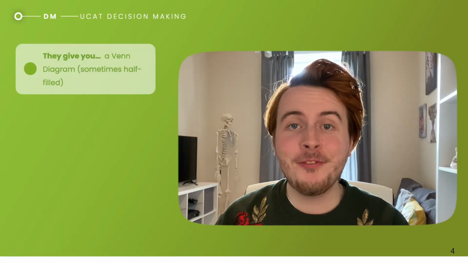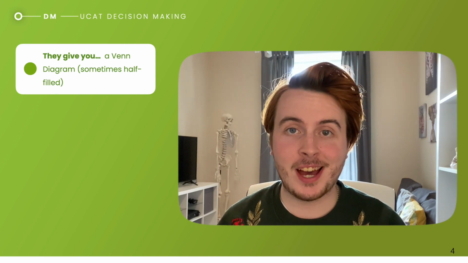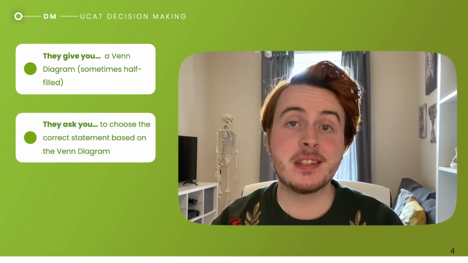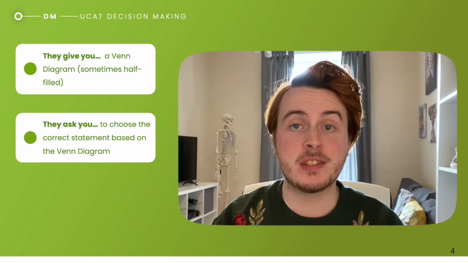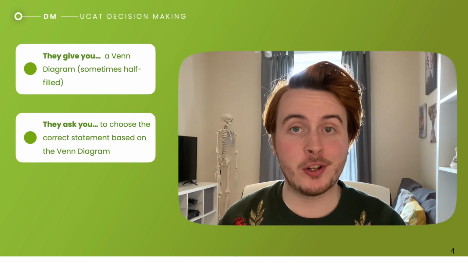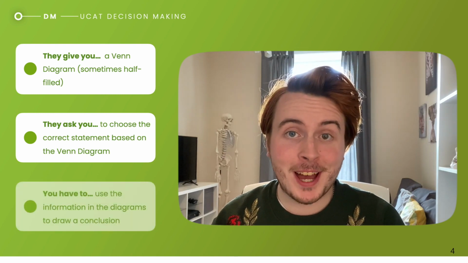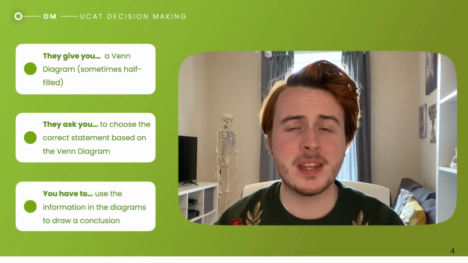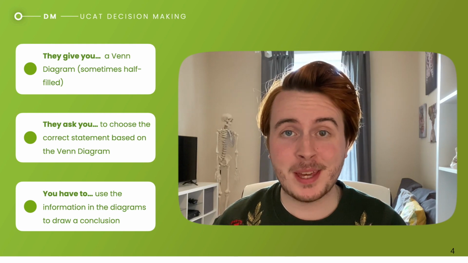So how are these questions actually structured then? They give you a Venn diagram, which may or may not be complete, because sometimes people just forget halfway through to complete it. Then they ask you to pick a correct answer out of a series of statements. It can either be which statement is true or which statement is false. In order to do that, you're going to need to do some calculations and work out how to read that Venn diagram in order to appraise each of those statements in turn.